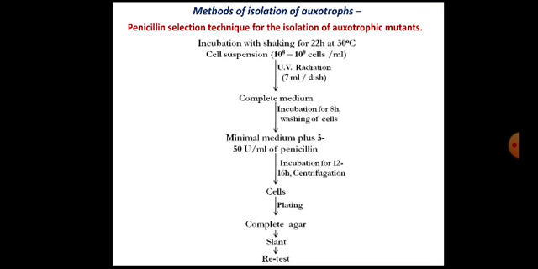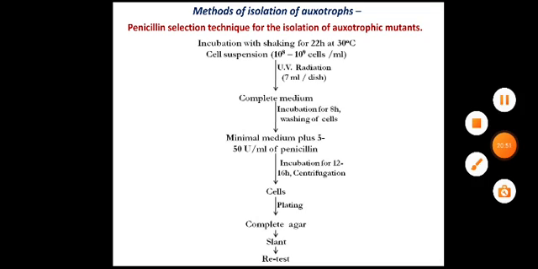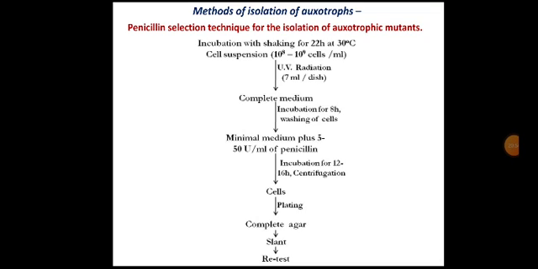Now the task is to separate auxotrophic mutants from prototrophs. For this, these cells are transferred into a minimal medium. Minimal medium means this is the medium that lacks the particular growth factor for which the auxotrophic mutants are auxotrophic. That means that particular medium component is missing. This means that minimal medium is not going to support the luxurious growth of auxotrophic mutants. Minimal medium will only support the growth of prototrophs.